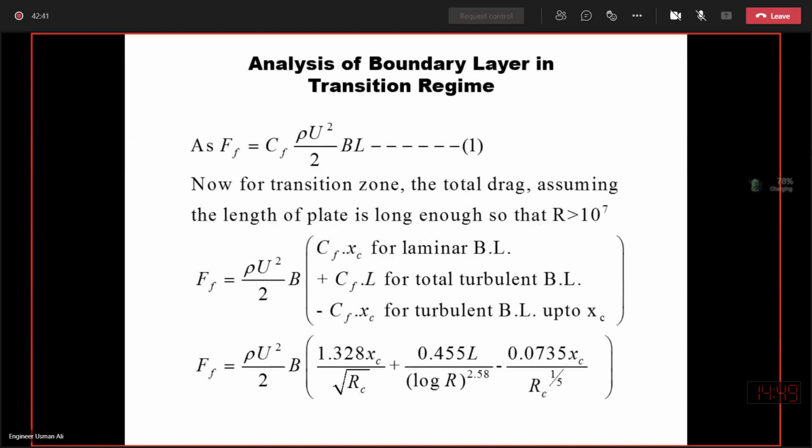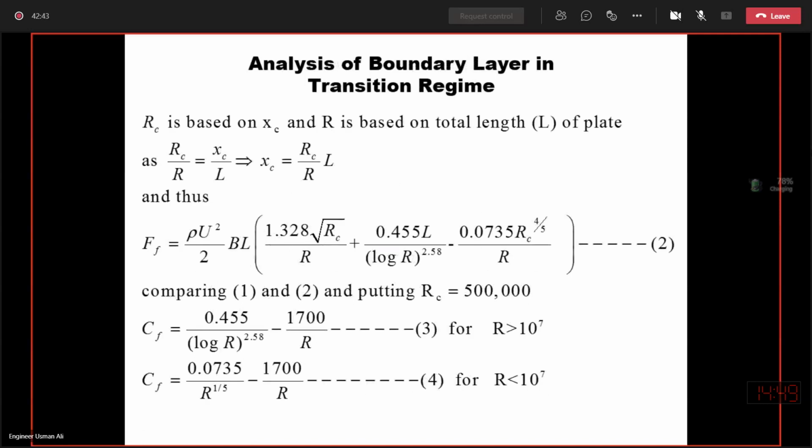Now further we can write, again for transition zone we have two coefficients of friction drag. One for R greater than 10 to power 7, if this one is the expression, and for R less than 10 to power 7, this is the expression for the total friction drag for the transition zone. This is about the analysis of the boundary layer.